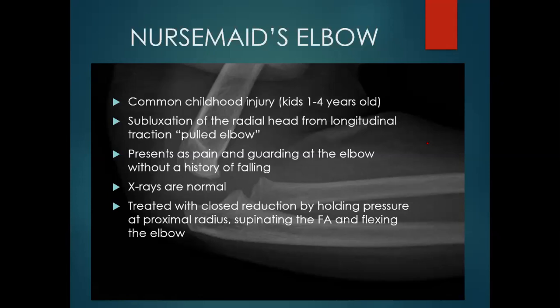There's also another way to reduce it where you start in flexion and you quickly pronate the arm. A little bit harder, but it's basically hypersupination with flexion of the affected elbow. And you have to stabilize with your thumb over the proximal radius.